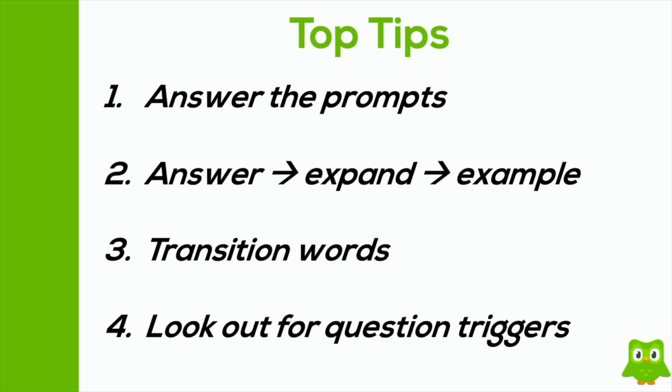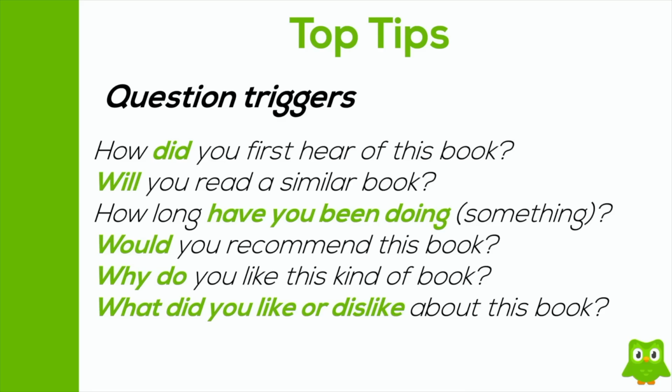Okay, moving on to my final tip, which is tip number 4. This tip is very useful, and it is to look out for question triggers. So what is a question trigger? Well, different questions have words which require a certain type of answer. So here are 6 common questions you might see on this speaking task on the Duolingo English Test, and the words in green are the trigger. They are triggers because they should trigger a certain answer or a certain response. And that response usually has a specific grammar structure you should use. So let's take a look.